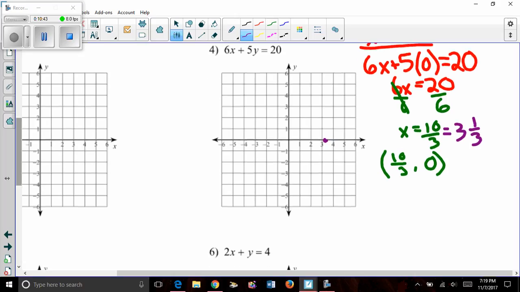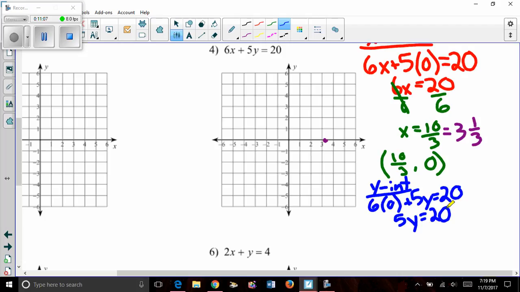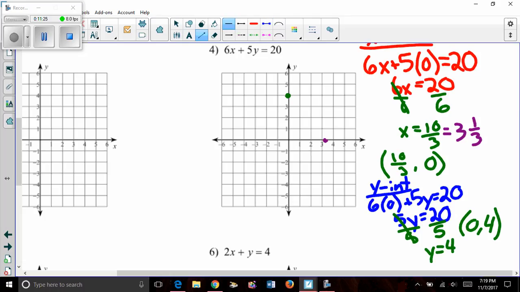And now for the y. For the y-intercept, we're going to take our equation. Instead of x, we're going to plug in a 0: 0 plus 5y equals 20. I'm left with 5y equals 20. All I have to do now is divide by 5. I am left with y equals 4. So I'm going to go to my graph and put the point 0, 4. That one's much easier. And then connect my dots.